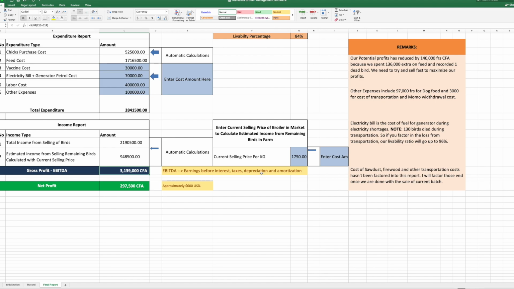If you're running a commercial poultry farm, please, you want to have an accountant to help you make sure that all these figures are right, because you might be sitting there thinking that you are running a profitable business when you are not running a profitable business. Pay attention to all of this.